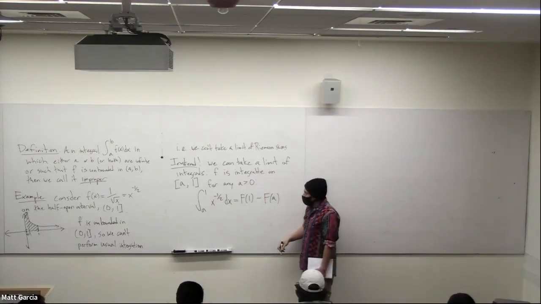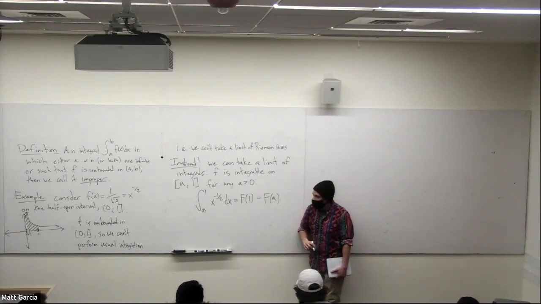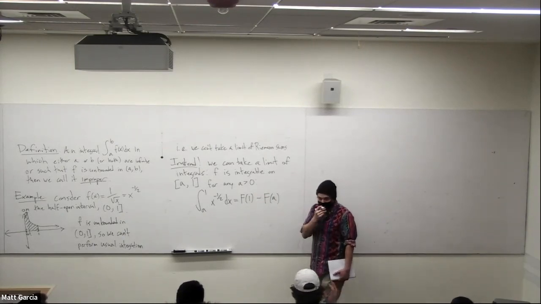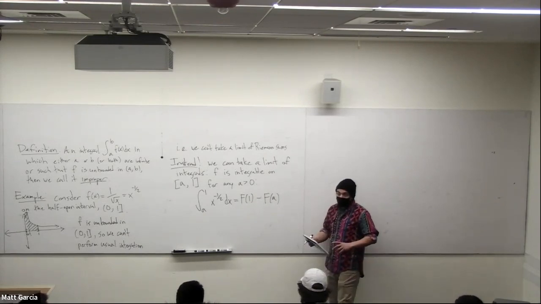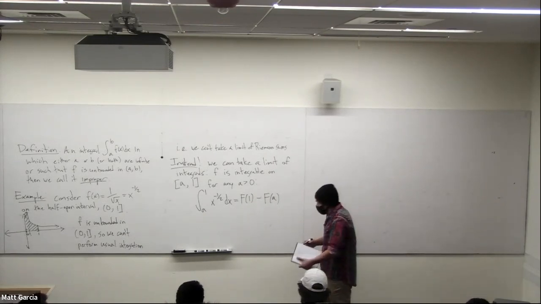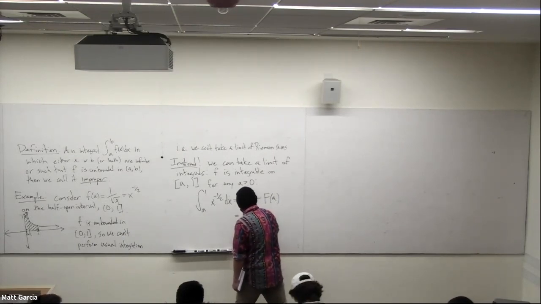Okay, so therefore, what we have to do to evaluate this is come up with an antiderivative of the function x to the negative 1/2. What is the antiderivative of x to the negative 1/2? Yeah. It's x to the 1/2 over 1/2. Yeah, good.